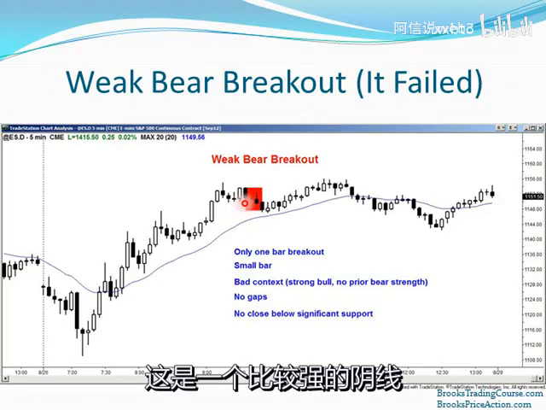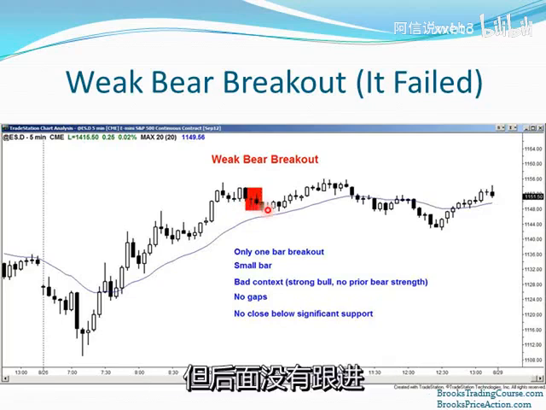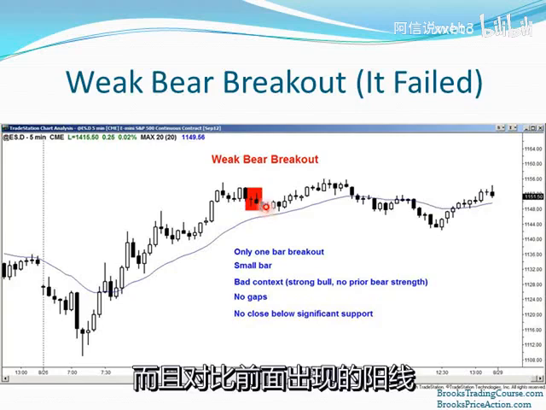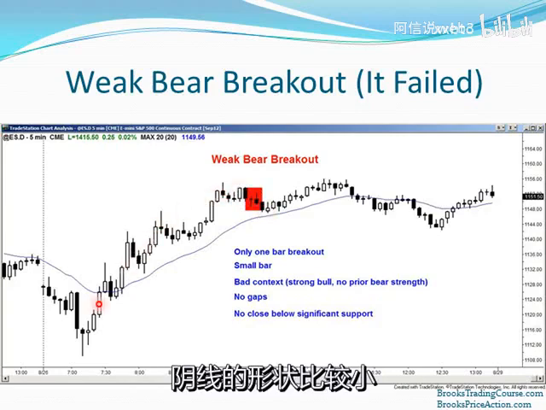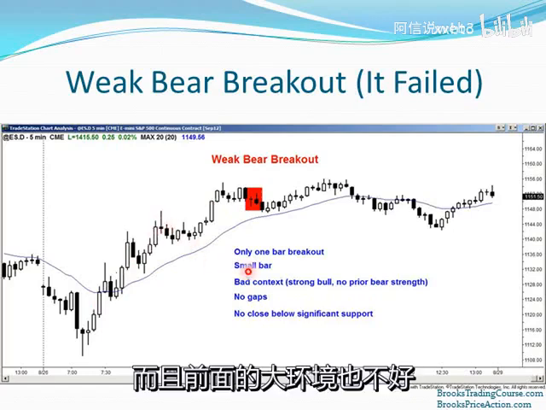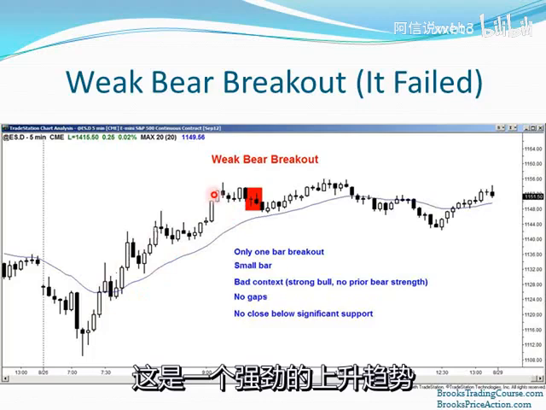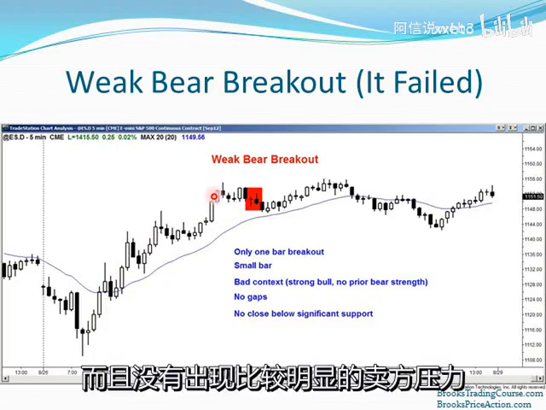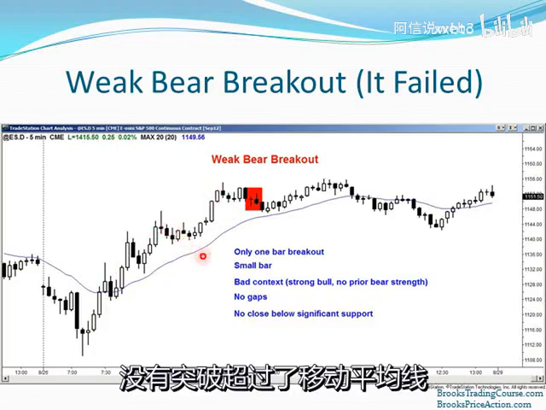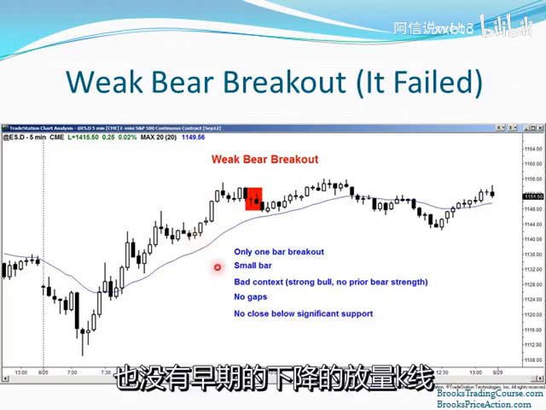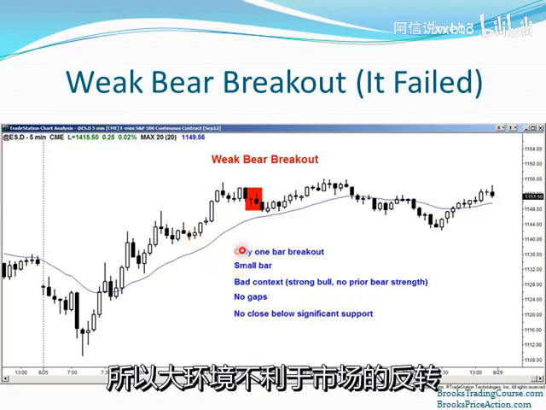We only had one strong bear bar, not 2 or 3 in a row. You have another strong bear bar, but no follow through. Also, the bars are actually fairly small compared to the size of the bull bars. And the context is bad. This is a strong bull trend, and there has not been significant selling pressure. No breaks below the moving average, no earlier strong bear spikes, so the context is bad for a reversal.